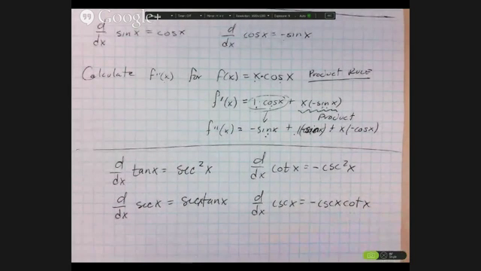Go ahead and write those down. We'll talk about the patterns. Compare and contrast here. Secant x tan x.